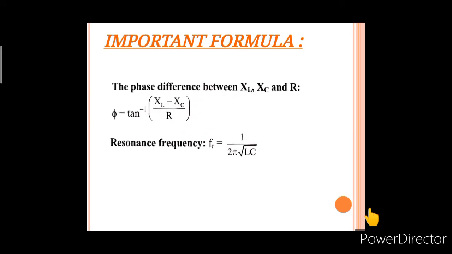Then we can determine the phase difference between XL, XC and R, which is given as phi is equal to tan inverse of XL minus XC upon R, as well as the resonance frequency f_R, which is given by 1 upon 2 pi square root LC. So, these are the formulas that we will use to solve the numericals of chapter 13, AC circuits.